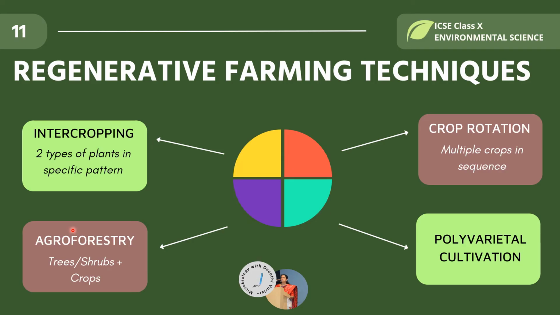Polyvarietal cultivation is where you are growing more than one variety of the same crop. For example, I am growing two varieties of marigold on the same land, or I am growing two varieties of roses on the same land. That's polyvarietal cultivation. Same crop, different varieties.